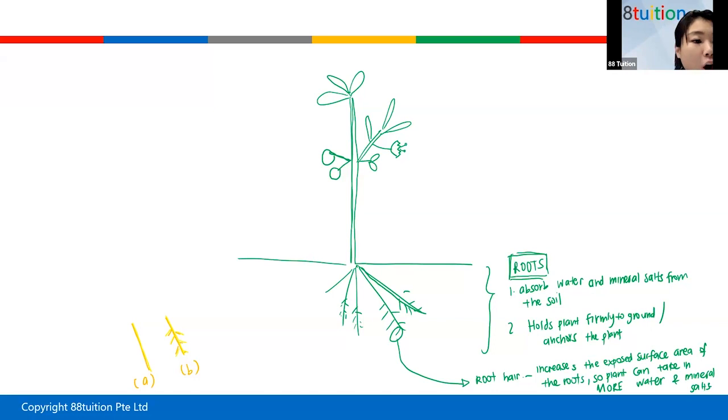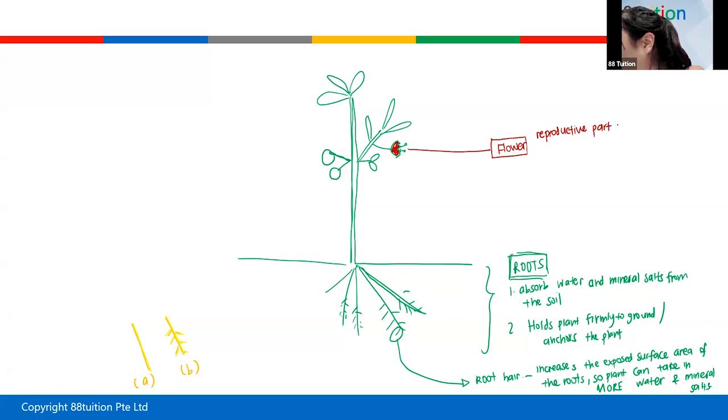Now let's move on to the easy one. I'm going to color this. This red pretty thing, what is it? The flower. Very good. For the flower, you don't need to know much for now. Later in the year, we will learn more about the flower. For now, all you need to know is that it is the reproductive part of the plant. What does the flower do for the plant?